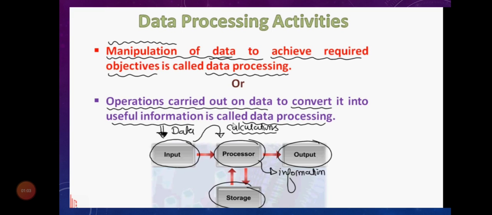Data processing means the manipulation of data to achieve the required objectives. Operations carried out on the data to convert it into useful information are called data processing. We have 4 stages in data processing. The first stage is data input.